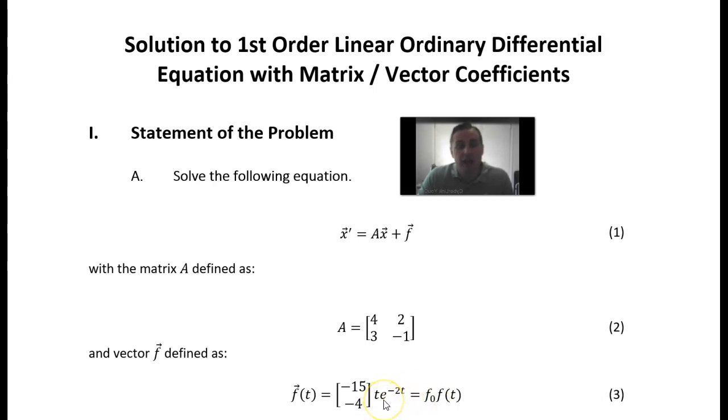And this lowercase e here means Euler's number or the natural exponential. And we're just going to call that f0 f(t). So f0 is the column vector out front, and then f(t) is what's going to be this actual function of t. So how can we solve this ordinary differential equation?